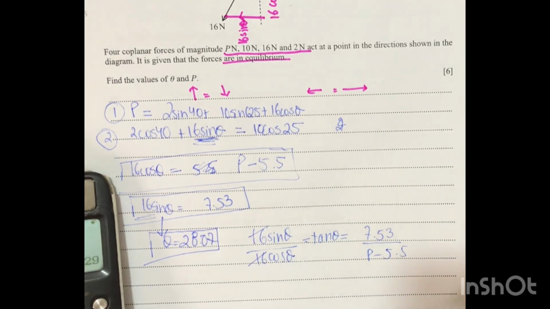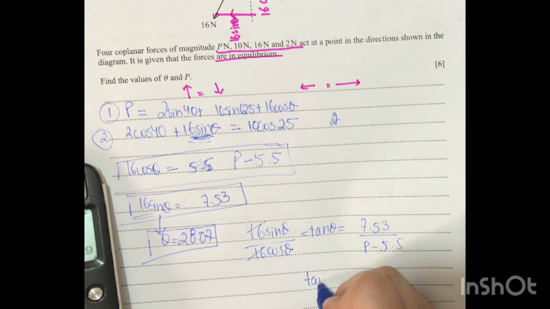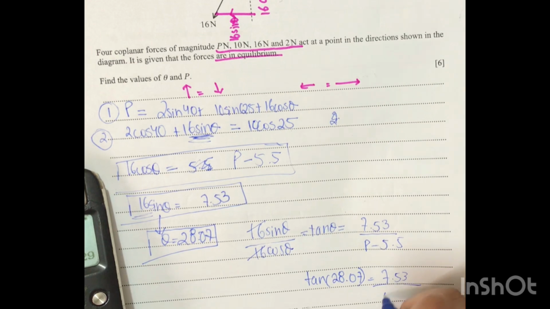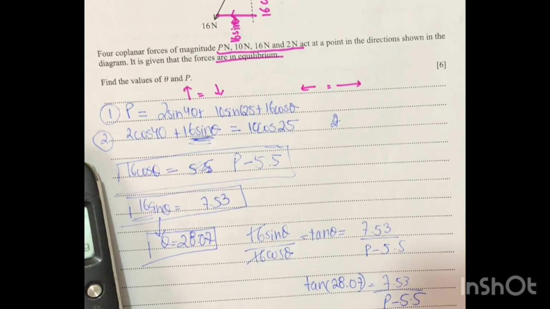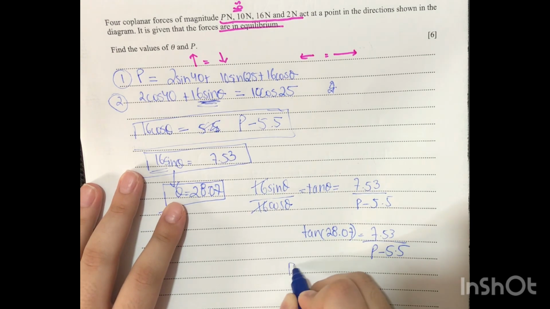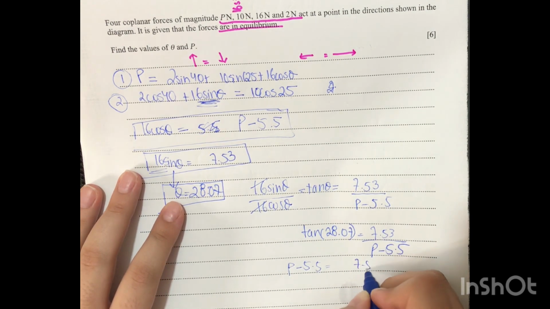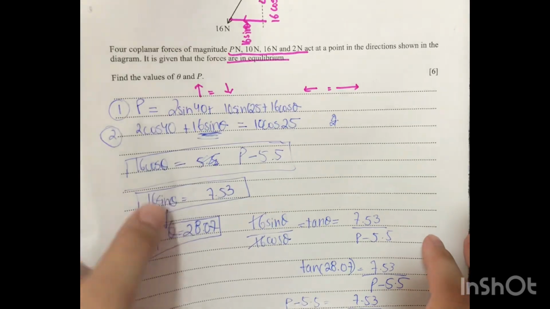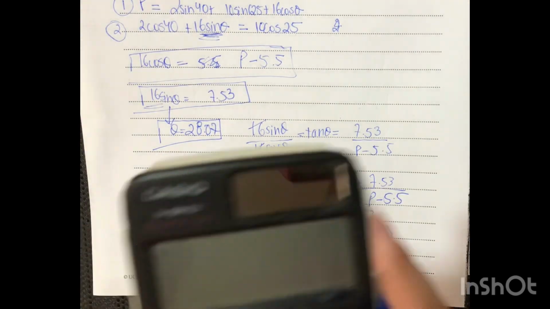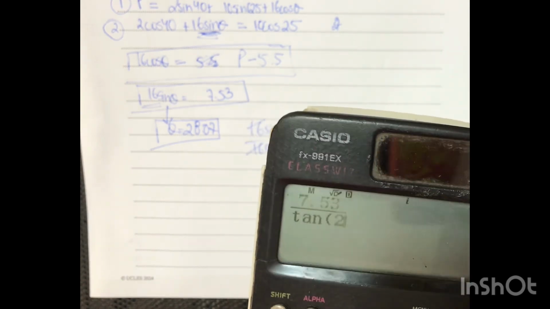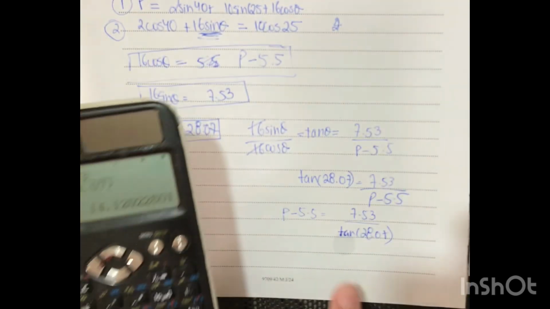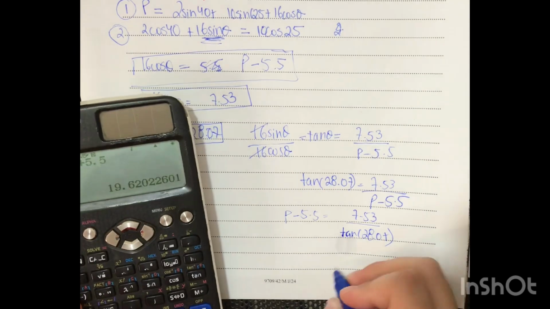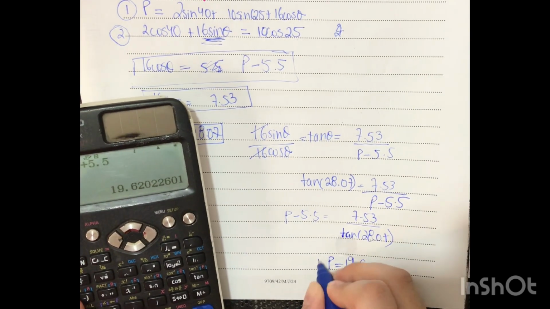Now we can use this value of theta and find the value of P. So that means tan 28.07 is equal to 7.53 over P minus 5.5. Rearranging, this will become P minus 5.5 is equal to 7.53 divided by tan 28.07. So 7.53 divided by tan 28.07 is 14.12. And when we add this 5.5 to the other side, this will become 19.62. That means P is equal to 19.6, rounding it off to 3 significant figures.